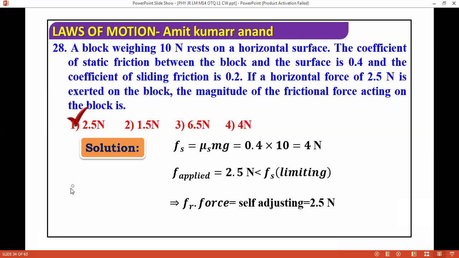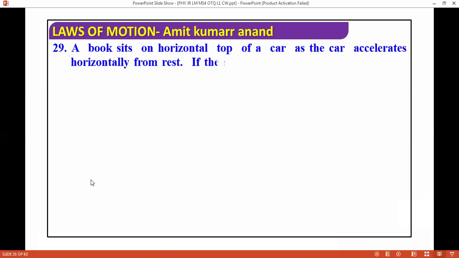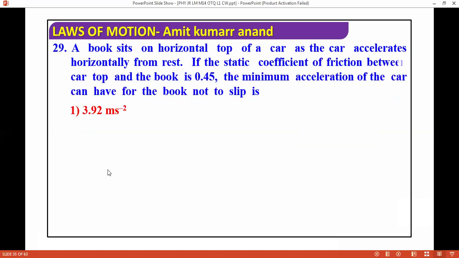So next question. A book sits on the horizontal top of a car, which accelerates horizontally from rest. The static friction between the book and the car keeps the book from slipping. See, the question has not given you the mass. The static friction coefficient is 0.4. What is the minimum acceleration of the car?